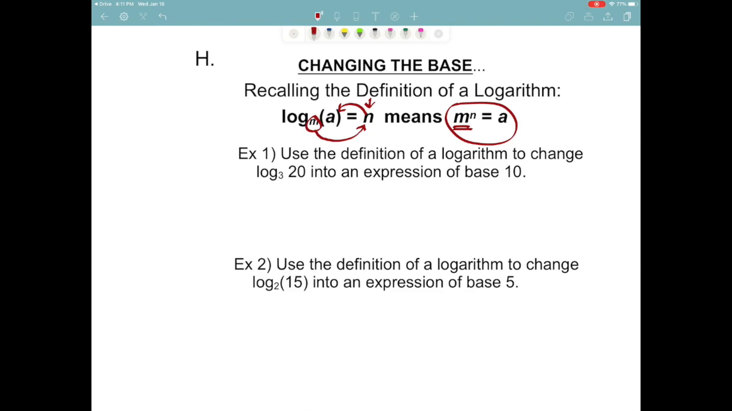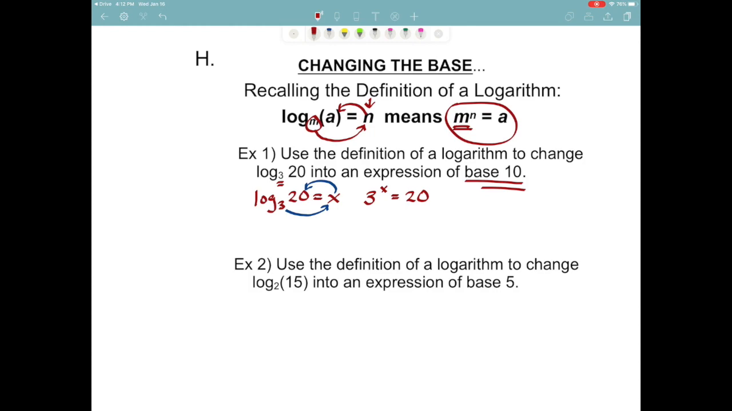All we're going to do with this is try to rewrite it so that we don't have a log with base 3. We want to rewrite this as log with a base of 10. So here's how we do it. Let's recopy log base 3 of 20. And let's just set it equal to x for the moment so we can look at its value. Let's convert it to its exponential form. So 3 to the power of x equals 20.